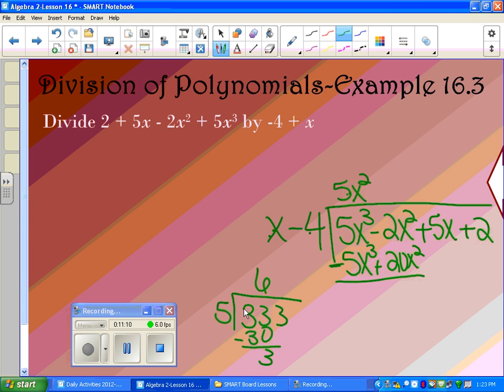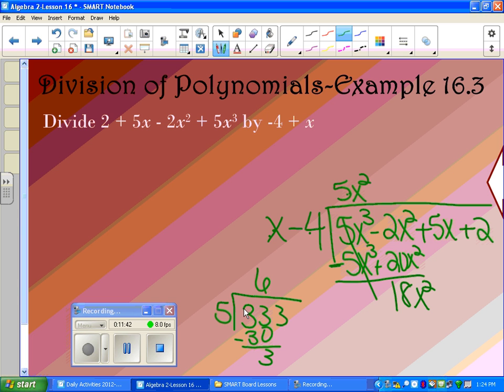Okay. So you got to subtract the whole thing. So make it a negative sign on both. And a negative negative 20 becomes a positive. Does that make sense? Okay. So 5x cubed minus 5x cubed, they cancel out. Negative 2x squared plus 20x squared. Does that make sense? All right, we'll get there.